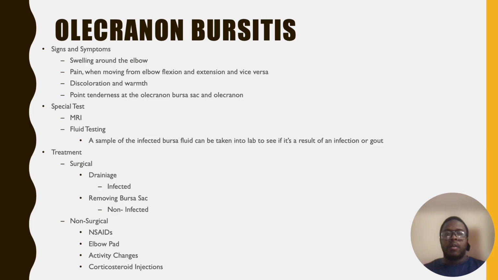It's soft tissue. Fluid testing, like I said before with the previous injury: a doctor will drain some of the affected fluid in the bursa sac and send it out for testing to see the result for gout or any type of septic infection. For treatment, you can also have drainage. That's for if it's infected, or in most non-infectious cases, removing the bursa sac.